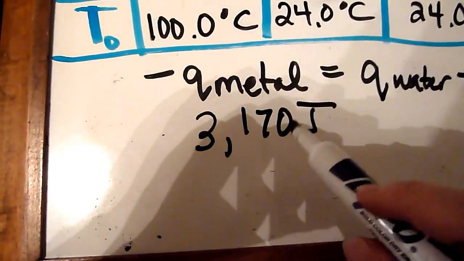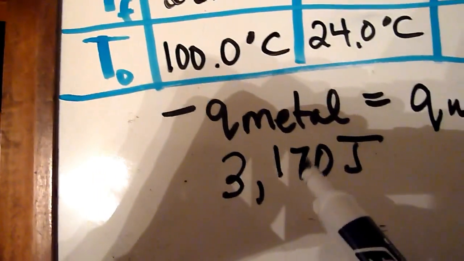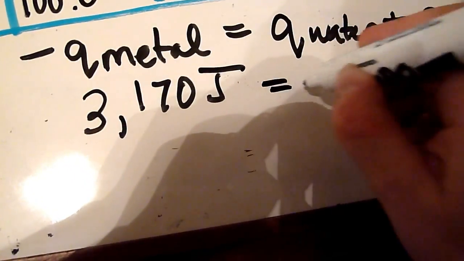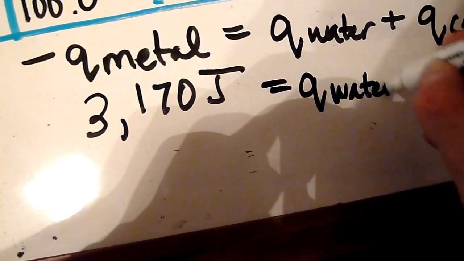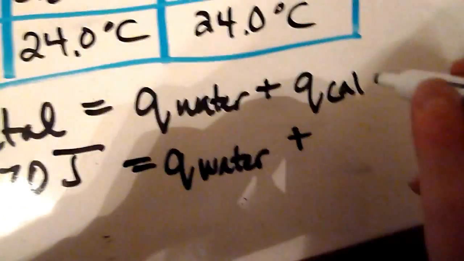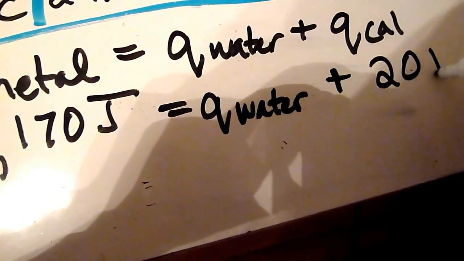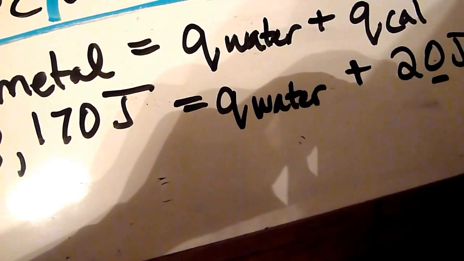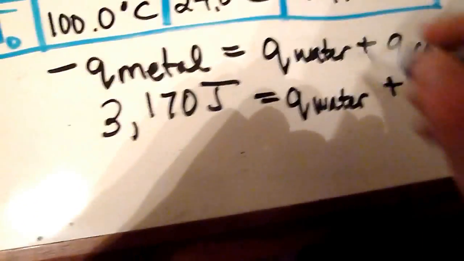So the negative of the value of the heat of the metal would be a positive, is equal to the heat of the water, which we don't know yet, plus the heat of the calorimeter, which we know to be, and I'm just going to write 20 joules here, and I'm going to make a little underline to show myself that those are two significant figures. We have significance in the ones place here.